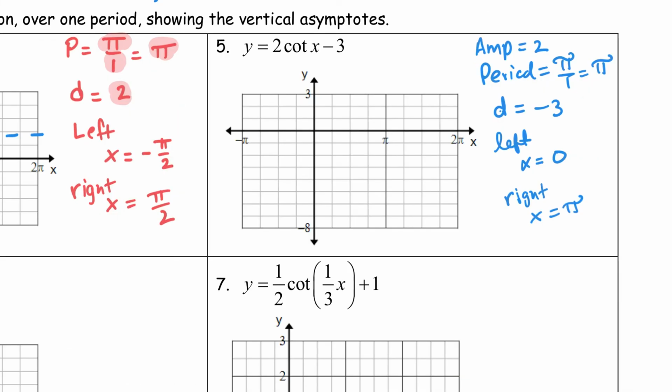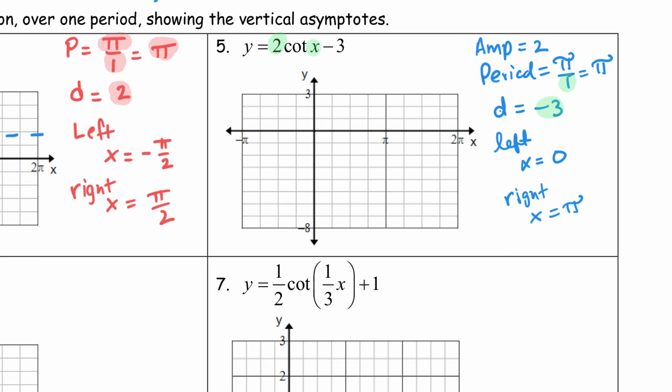I'm going to graph number 5, y equals 2 cotangent of x minus 3. We know that the amplitude is 2. Remember, I get that from right here. This is a 2. The b is the 1, which is right next to the x. And then the minus 3 is the new midline. And then to find the left and right asymptote, the left asymptote is when it's undefined, and the right one is also going to be undefined, so we know that x is equal to 0 and x equal to pi.